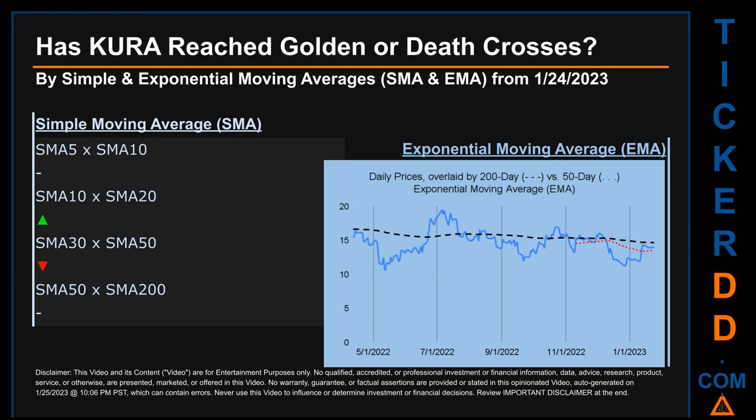Has KURA price reached golden or death crosses? Golden cross and death cross are basic signals that compare average prices across two specified trade day ranges, a short-term versus a long-term range. For example, 5-day versus 10 trade days. Essentially, a golden cross is a bullish signal.